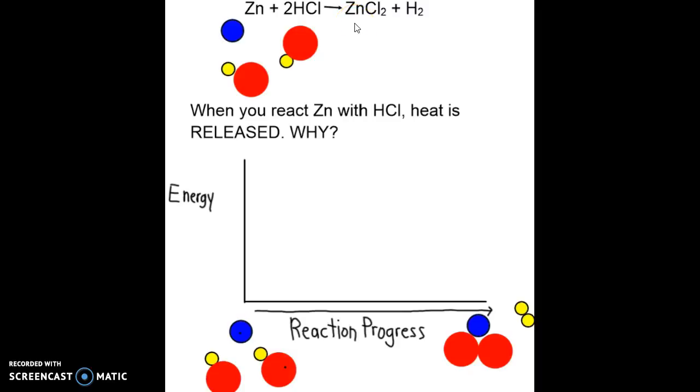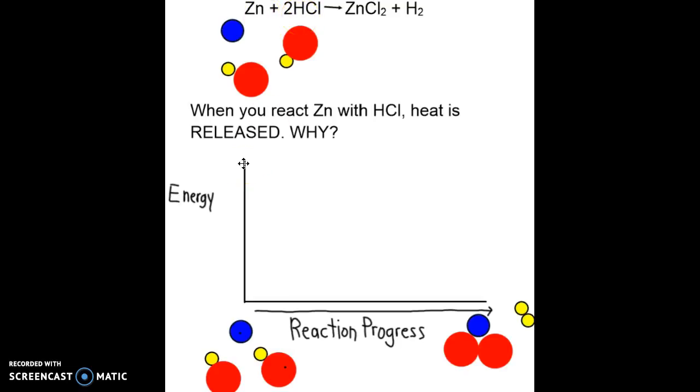Now that you have a fair understanding of the big ideas, you are ready to move on to the question of why, when you react zinc with HCl, or hydrochloric acid, heat is released. So up here at the top I have the chemical equation that shows what happens when zinc and hydrochloric acid combine.